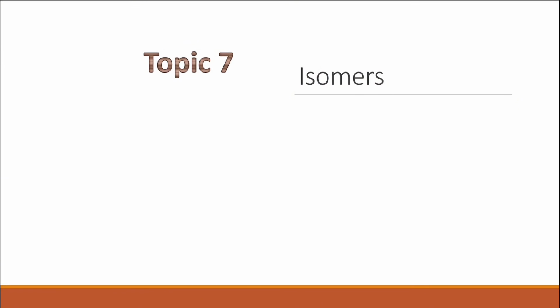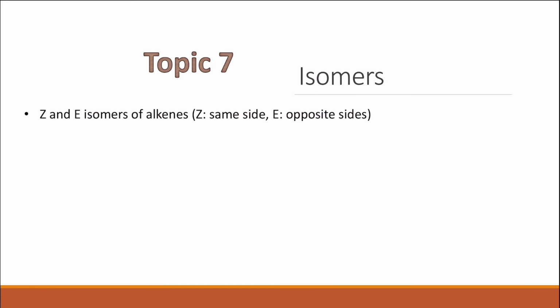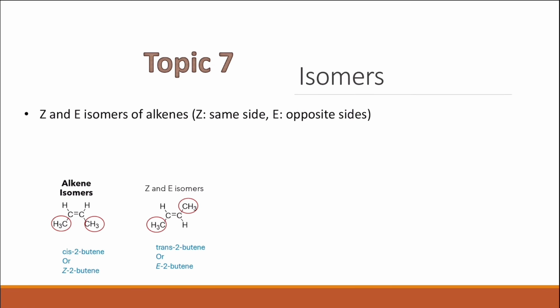the Z and E isomers for alkenes, or whether we are talking about optical isomers. So remember the Z and E isomers for alkene: when you have the alkene, the two carbons of the double bond, you have on each of them two different groups. So you have to have two different groups on each of the two carbons. And then you have to assign priority.